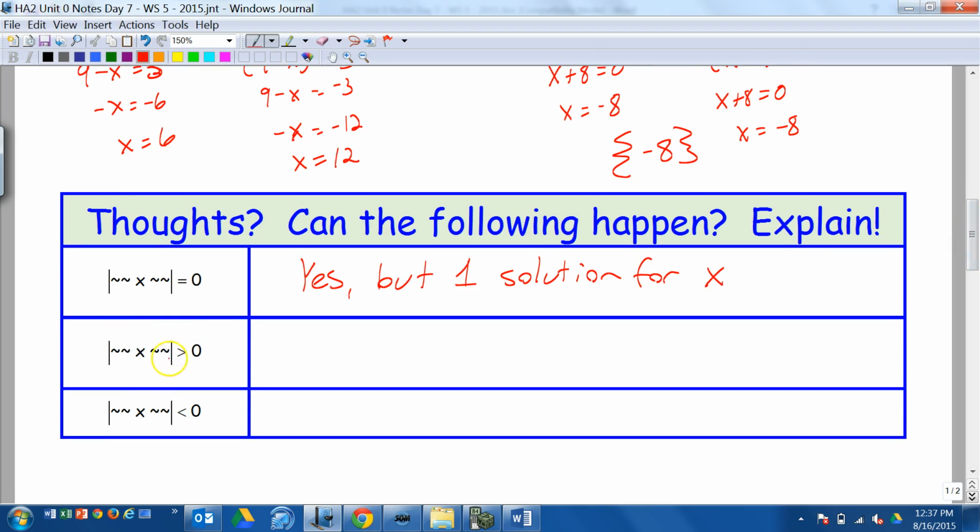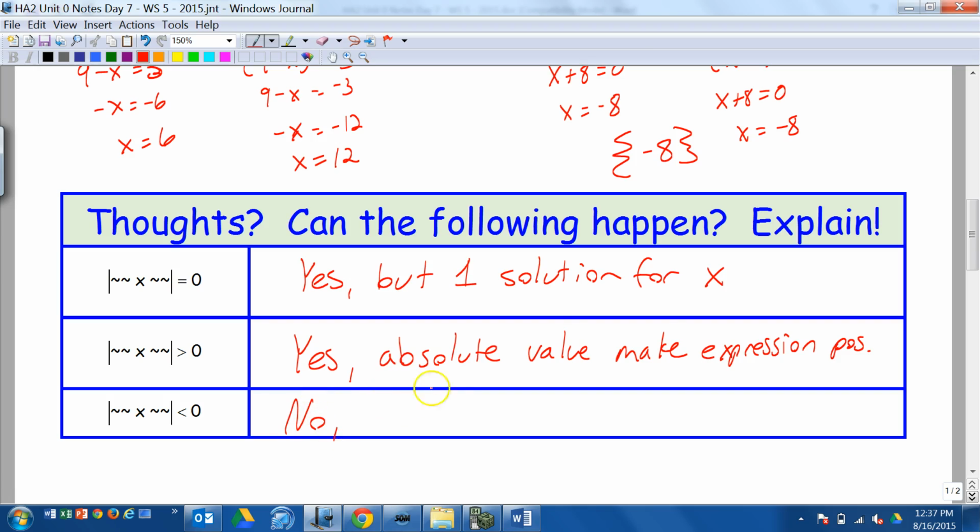Can the absolute value of x be greater than 0? Yes. The absolute value makes everything positive. What about, can you have an absolute value of something less than 0? Hopefully on this one, if this number was like negative 4, you would say no, because the absolute value sign makes the expression positive, so no way to get a negative number.